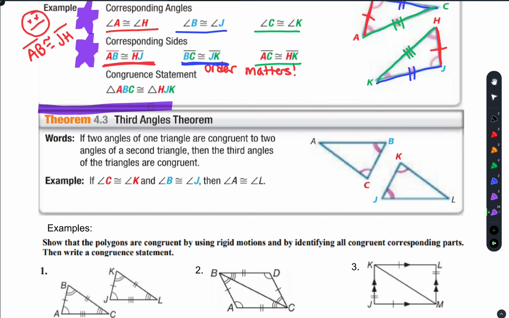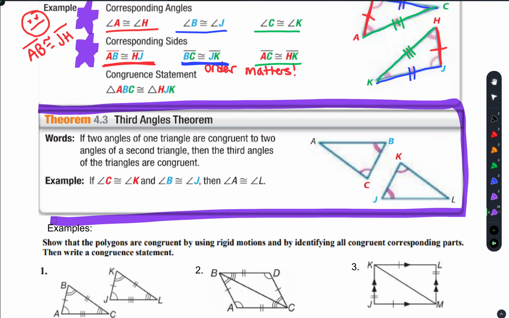Then we have a theorem that we're going to use a little bit today. It's our third angles theorem. It's a pretty self-explanatory theorem. It states that if I have two pairs of angles, so C is congruent to K, and I know that B is congruent to J, then by the third angles theorem, that third pair of angles must also be congruent to each other. So if I have C congruent to K, B congruent to J, then A and H must also be congruent. That's all that says.